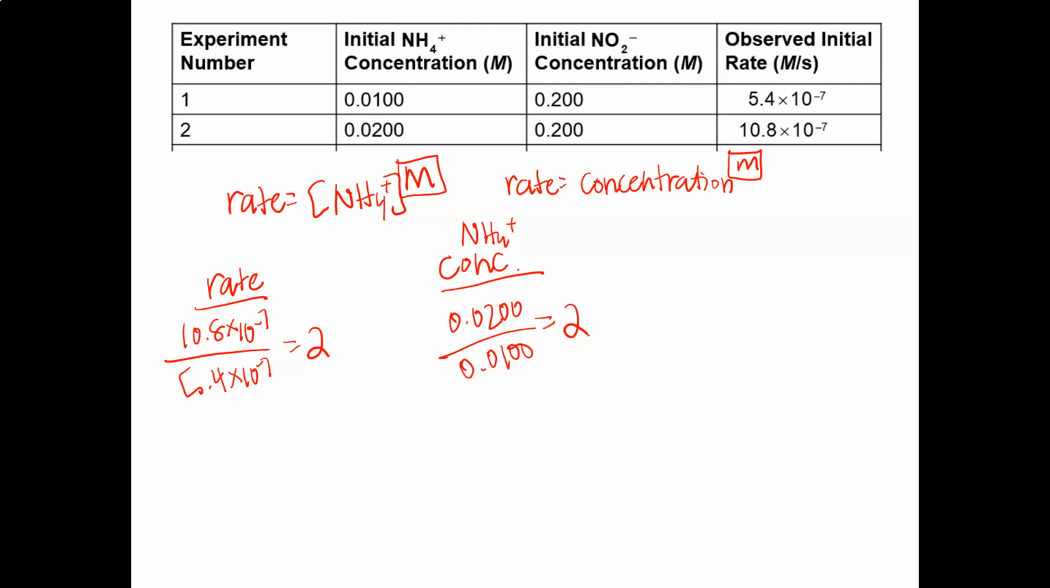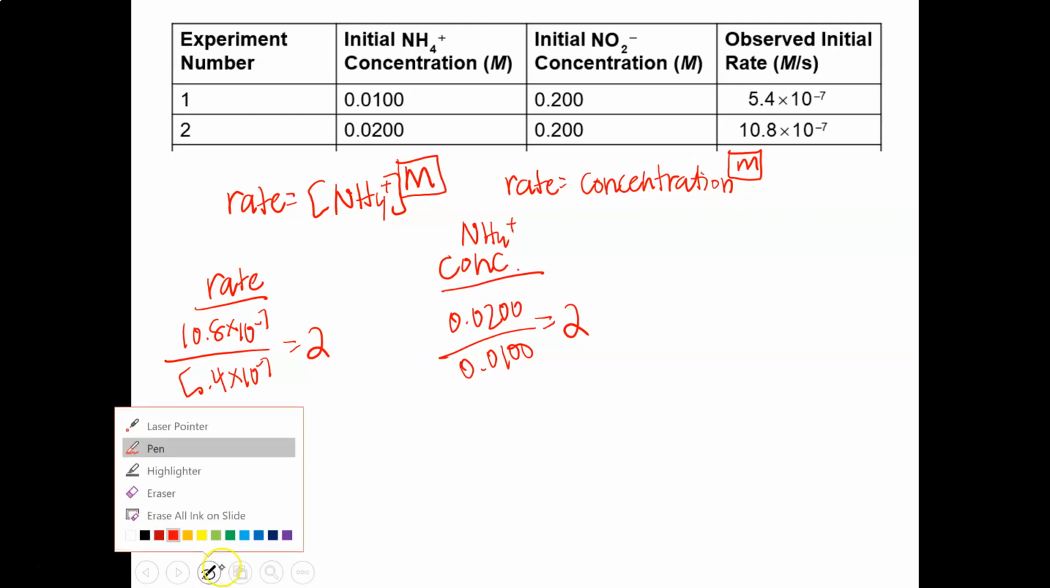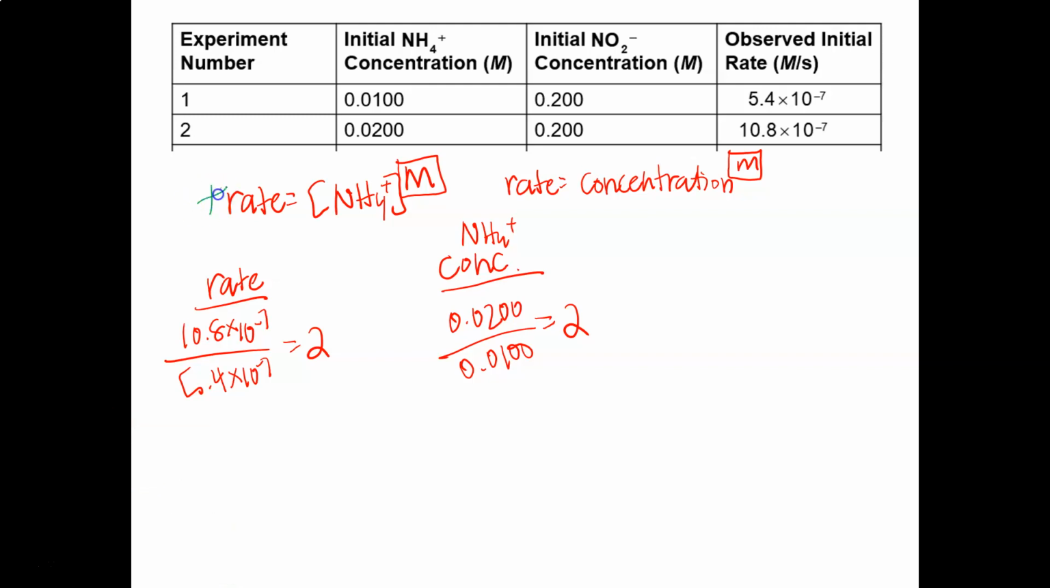So it looks like I doubled the molarity of the ammonium and the rate doubled. So what we're trying to do is put that into this relationship that I have up here. For rate, I'm going to plug in 2. For concentration of ammonium, I'm going to plug in 2 right there. And then what I don't know is that power. So 2 to what power gives me 2? Well, 2 to the first power gives me 2.